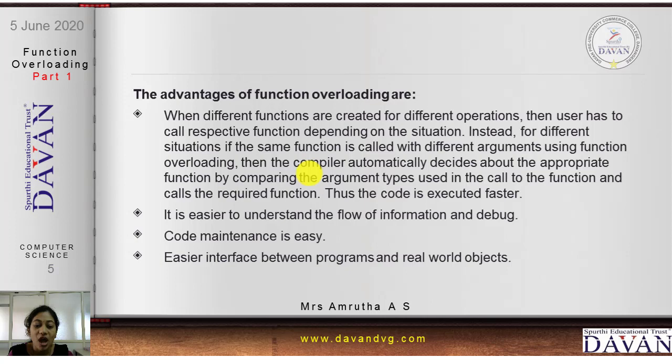When I do so, I don't think about which function has to be called. Instead of me, the compiler will take care of things, and the compiler will decide which function has to be called based on the arguments I pass. So this will be an easier task for the programmer. So the code is executed faster. Using function overloading, the code can be executed faster. Why? Because the user doesn't think. Instead, the compiler will take care of which function has to be called based on the arguments you pass.